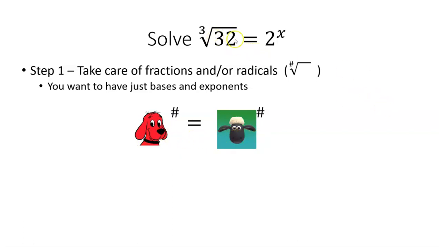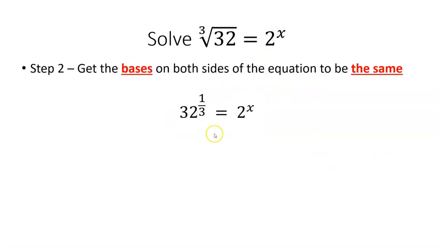And we've got one. We've got the cube root of 32. We'd rather have that written as an exponent. The cube root of 32, well, that's 32 to the 1/3 power. And then we have 2 to the x power. That's going to be okay. So our bases don't have any fractions and don't have any radicals. That's where we are now.